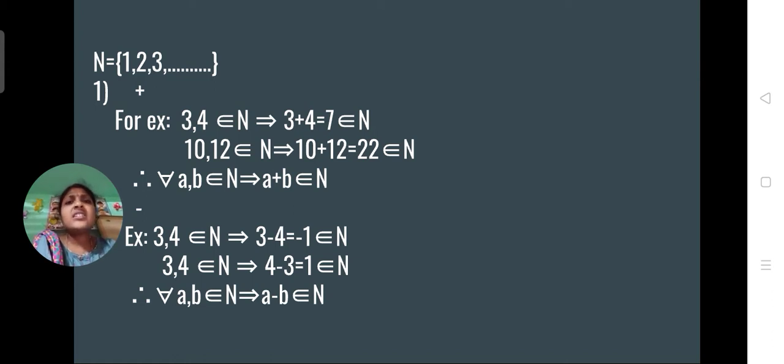If we take the same elements 3 and 4, which belong to N, then 4 minus 3 is equal to 1. Here 1 belongs to N, but we have to check for all natural numbers. This is a case where we get a number which is not a natural number. Therefore, we conclude that minus is not a binary operation.